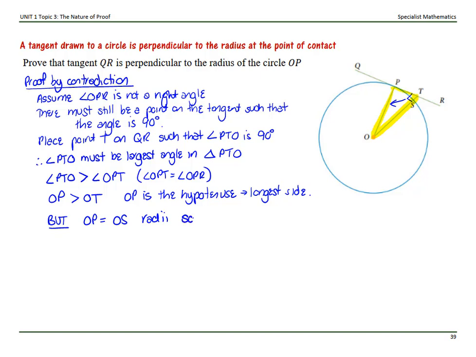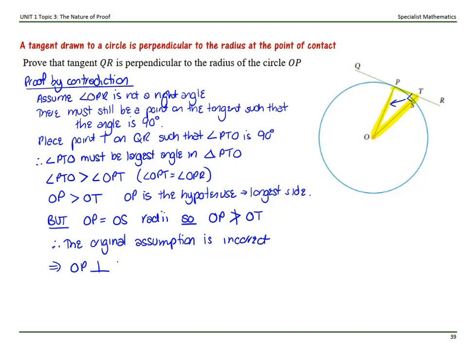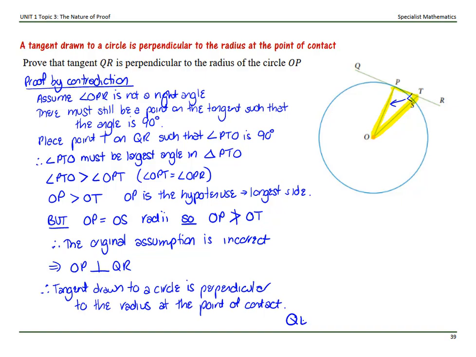Okay, so OP can't be greater than OT. There's our contradiction. Therefore, the original assumption is incorrect. Which implies OP is perpendicular to QR. So a tangent drawn to a circle is perpendicular to the radius at the point of contact. And the proof is done.